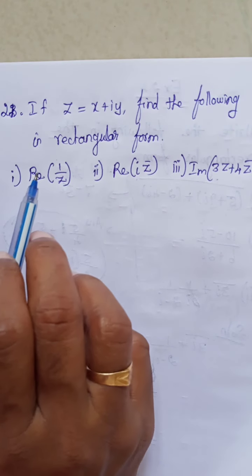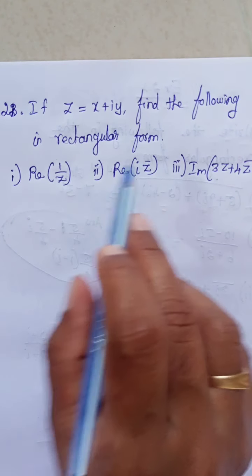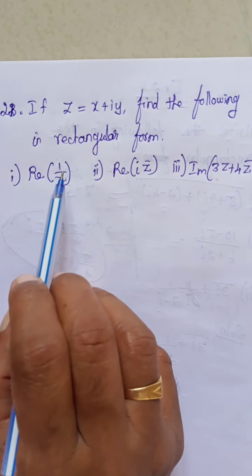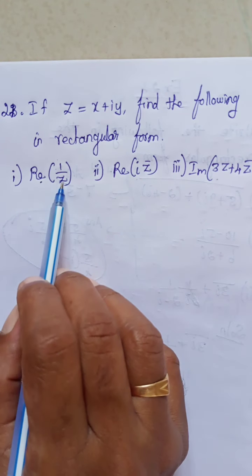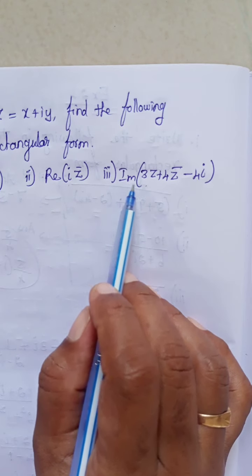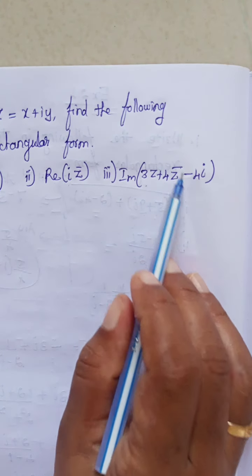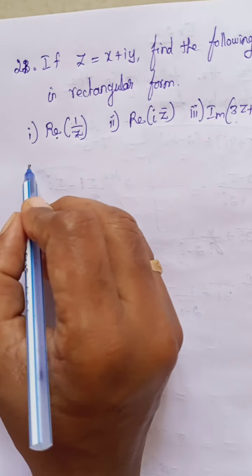The second problem: if z is equal to x plus iy, find the following in rectangular form. So first we have to write in rectangular form the real part of 1 by z, then the real part of i into z bar, then the imaginary part of 3z plus 4z bar minus 4i. Shall we find it out?